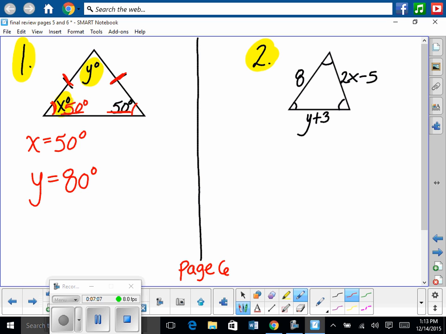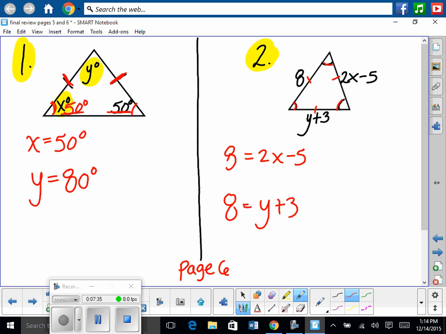In this one, we're given all the sides. These are not angles, so we can't say that all three sides add up to 180. That's not true. We only know angles, but we don't know anything about their angles besides that they're all equal. Well, if the angles are equal, the sides must be equal. So this side is equal to this side is equal to this side. So set up a true statement. 8 is equal to 2x minus 5. That's true. And also 8 is equal to y plus 3. That is true. Those side lengths are equal.